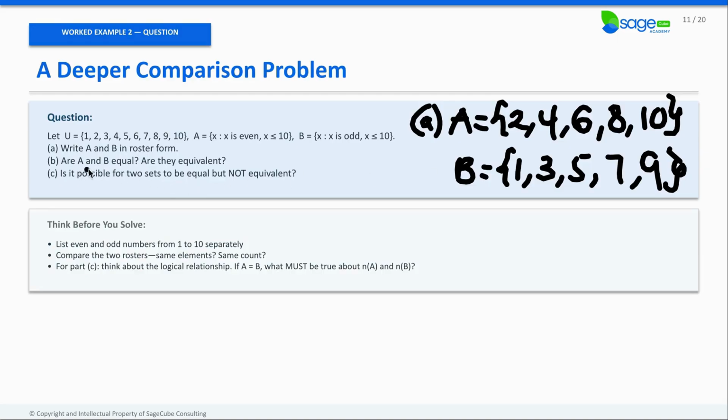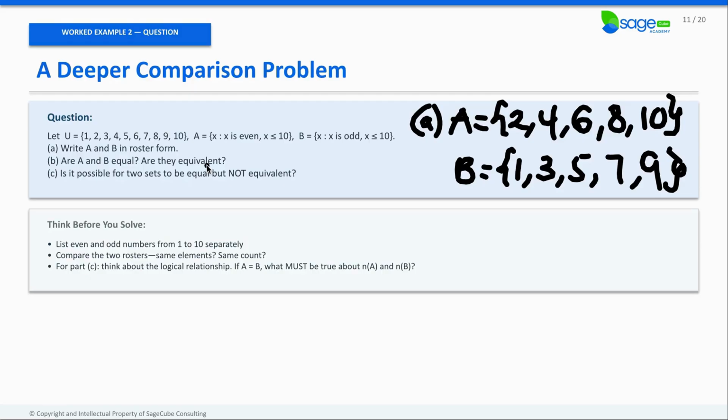Okay. All right. So we've written them in their roster form. B is asking, are A and B equal? Equal means we have to check the elements there. I see even numbers, I see odd numbers, even though they are both numbers. But 2 is not here, 4 not here, 6 not here, 8 not here, 10 not here. Okay, so they are not equal.